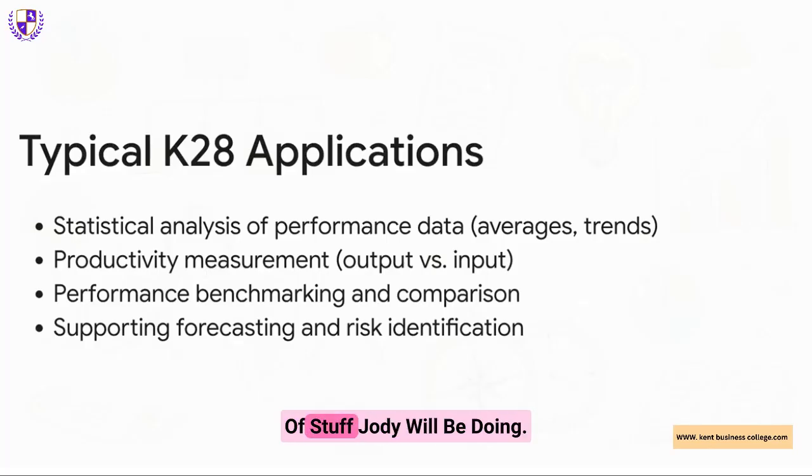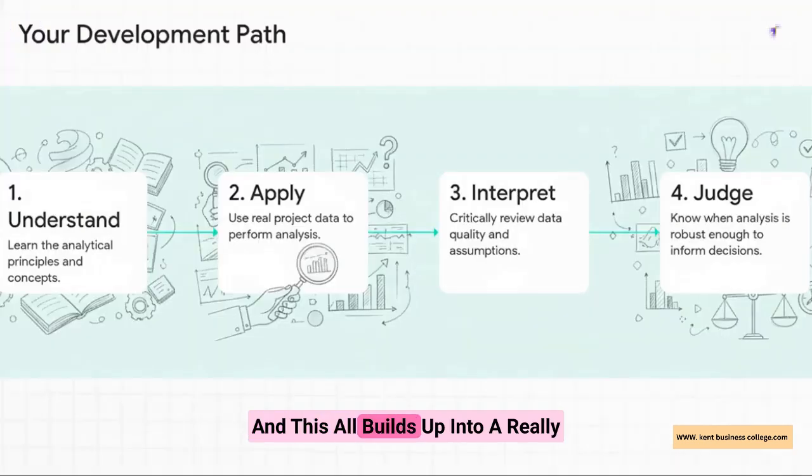Riddle lays out the kind of stuff Jody will be doing. You know, looking at performance data to spot trends, measuring if the team is being productive by comparing output to input, checking progress against other projects or the plan, and using all that info to raise a flag about risks before they blow up.